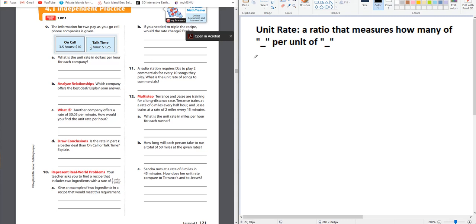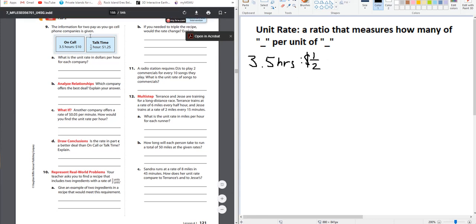So the first ratio we have is 3.5 hours, I'm just going to put HRS, to $10, and the second is 1/2 hour to $1.50, sorry. So right here, I'm just going to do the on-call one first.